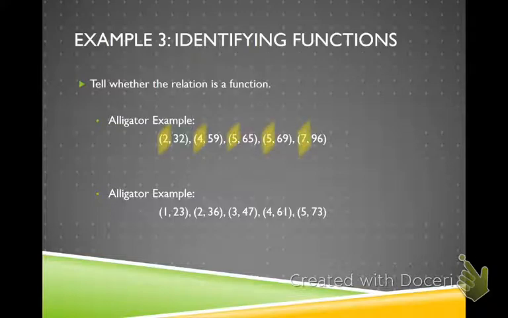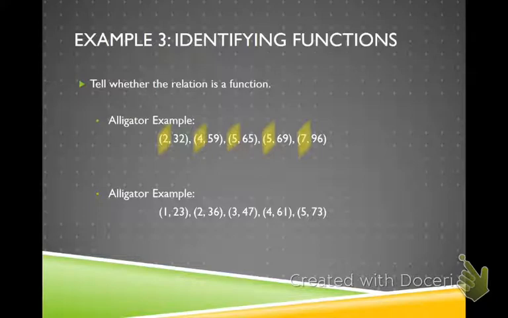If all the input values are different, then you don't have anything to worry about. The only time you have something to look at, if it's not a function, is if you have the same input value and it has different outputs. You can't have that. All right, so going back to the alligator example from example 1.